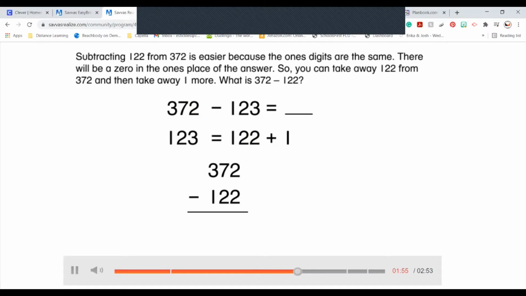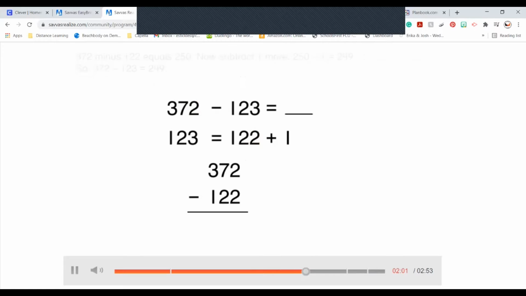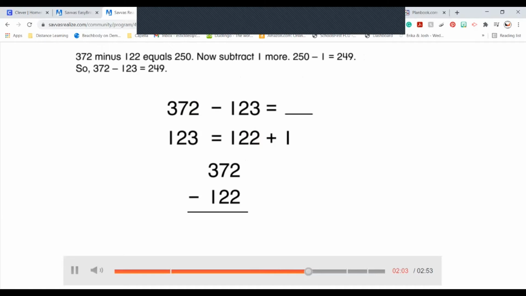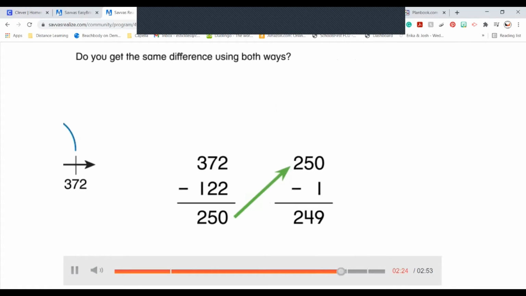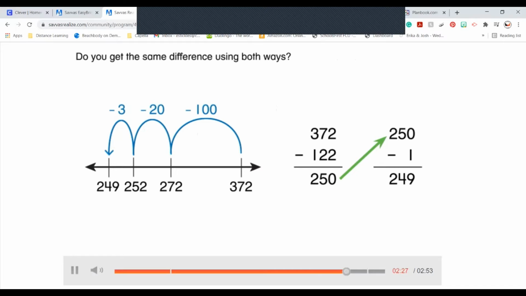What is 372 minus 122? 372 minus 122 equals 250. Now subtract one more. 250 minus 1 equals 249. So 372 minus 123 equals 249. Do you get the same difference using both ways? You do. Yes, the difference is 249.